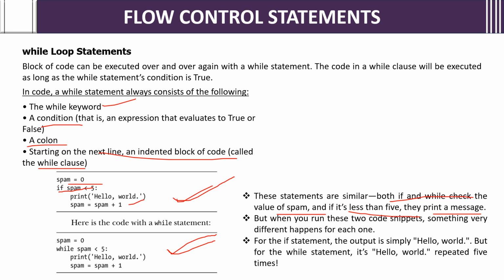When you run these two code snippets, something very different happens. For the if statement, the output is simply hello world. Only once it will print hello world. But for the while statement it will print 5 times. Why? Because it is executing over and over again. If you want to execute the same code many times, you can use while. The if statement is going to give hello world only once. That's it. Understanding?